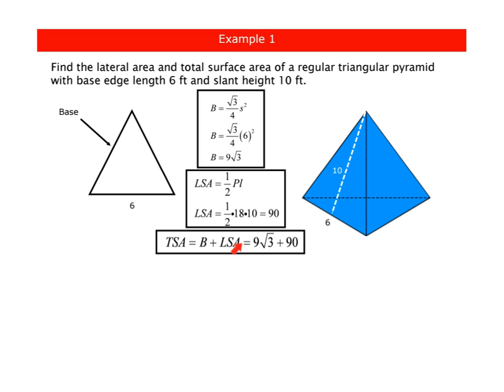My total surface area is 9 square root of 3, that's the area of my base, plus 90, which is my lateral surface area. That is the exact answer. If I want an approximate answer, I have to plug that into my calculator, and you'll find that that is 105.6. Now remember, surface area is in square units, and actually it told us it was in feet, so I'm going to go ahead and change that to square feet.